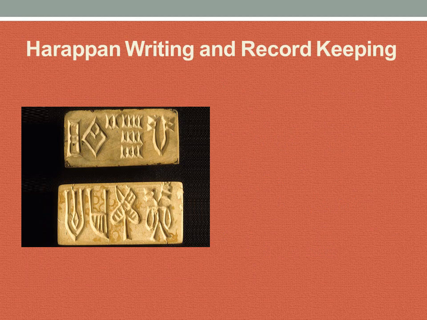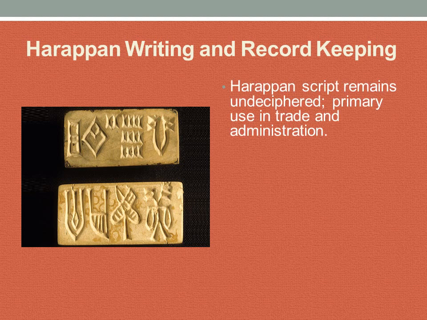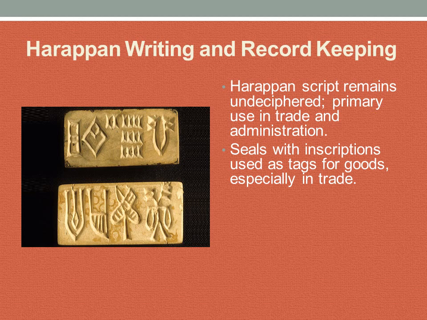Harappan writing and record keeping. Unlike Mesopotamia, we know that Harappan writing has not been deciphered yet. So Harappan script remains undeciphered, with primary use in trade and administration. So record keeping, or what kind of commodities were there which used to be traded, what kind of organization system was there, everything can be known from the writing itself. But unfortunately, still now the writing has not been deciphered.